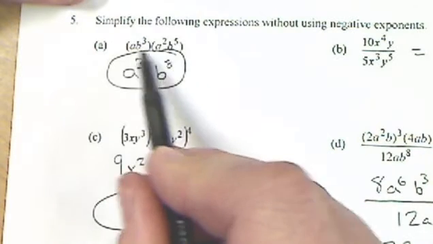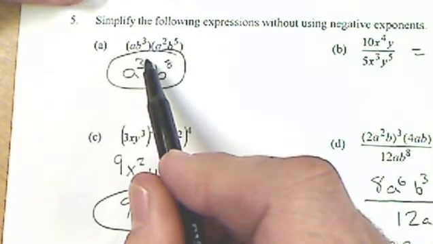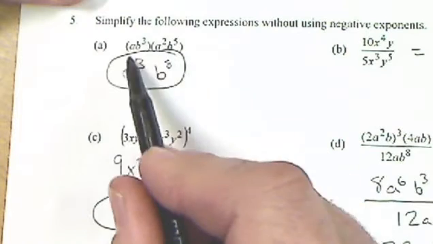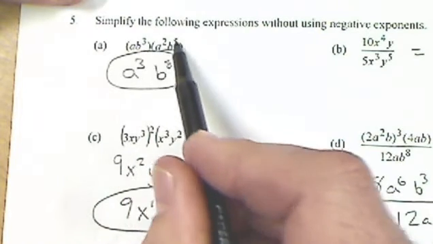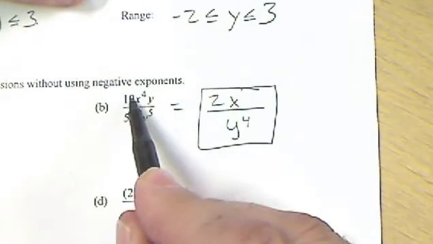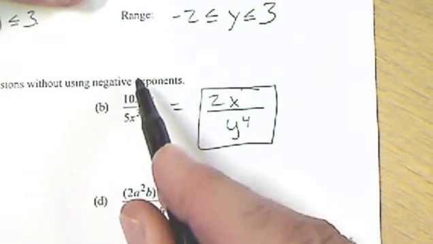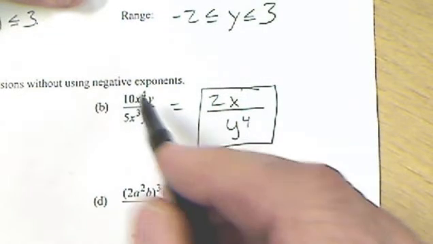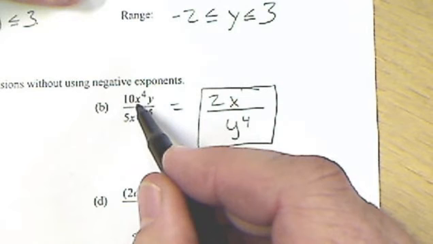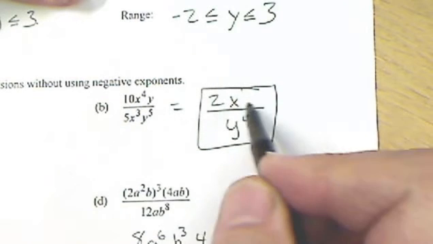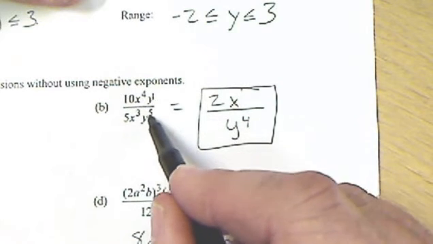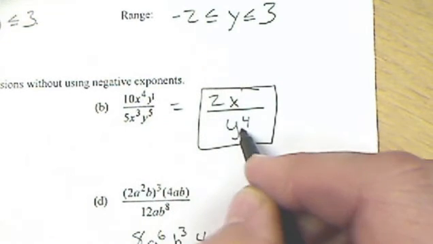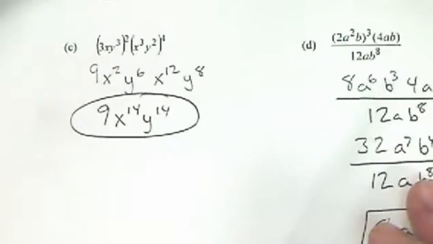So a to the first times a to the second is a to the third. You add the exponents when you're multiplying and the bases are the same. B cubed times b to the fifth. Add the exponents, you get 8. That's 5 times 2, and that's 5, so the 5's would cancel, leave you the 2 on top. Subtract the exponents when it's division here, and that'd leave me at x to the first on top. 1 minus 5 is negative 4. That tells me it's on the bottom, so it's y to the fourth.